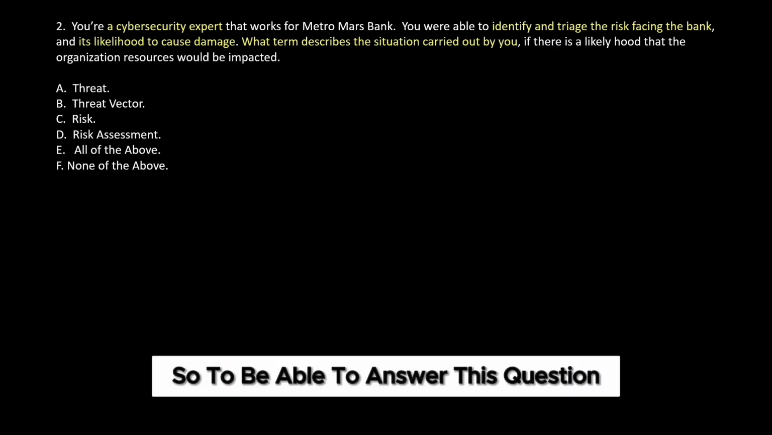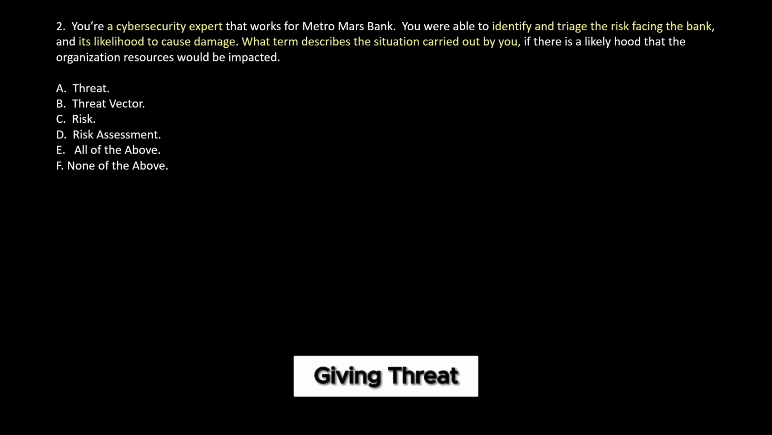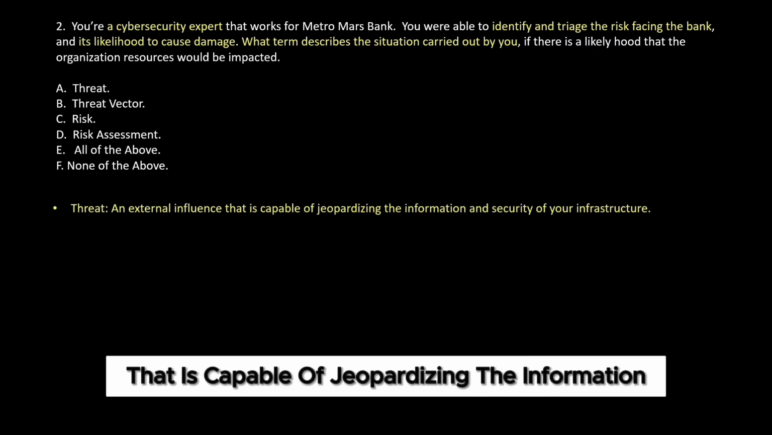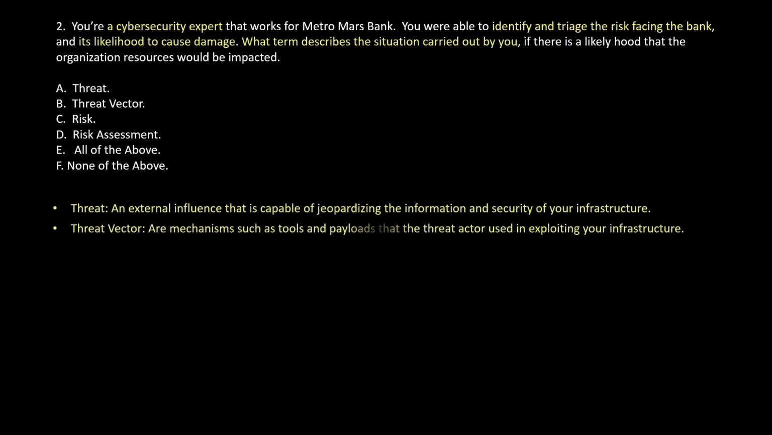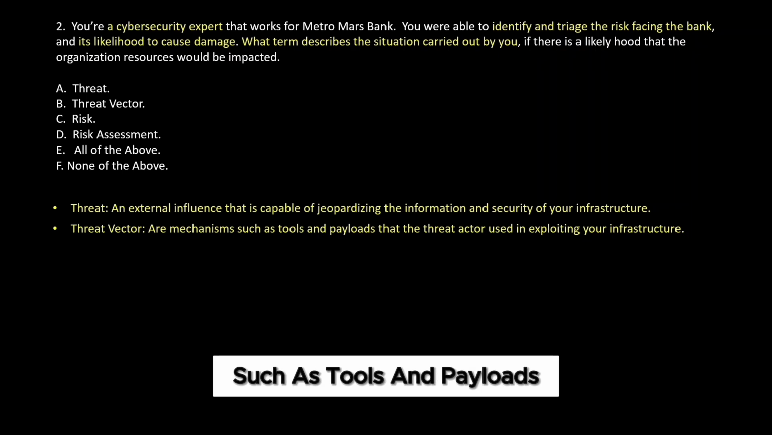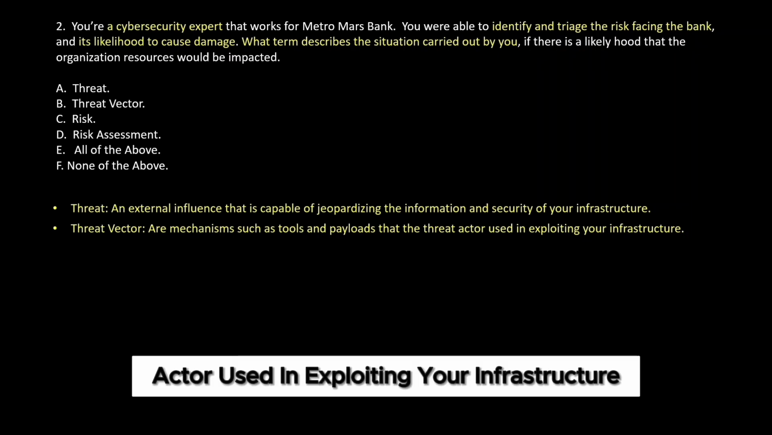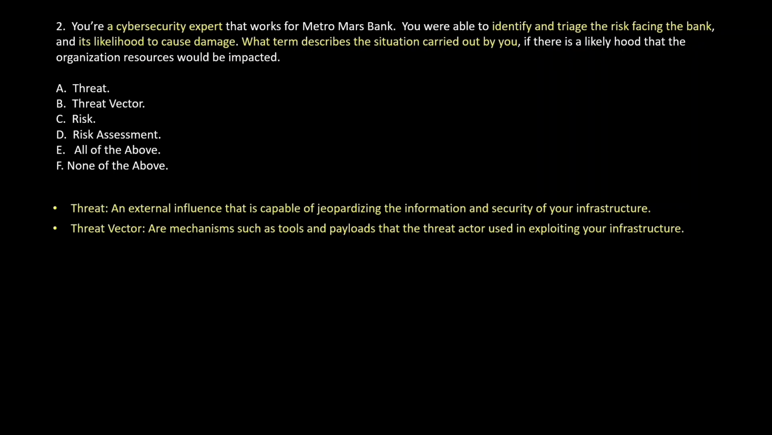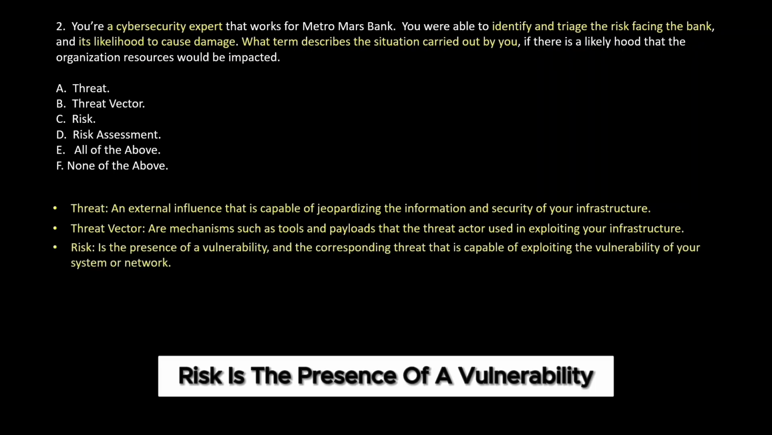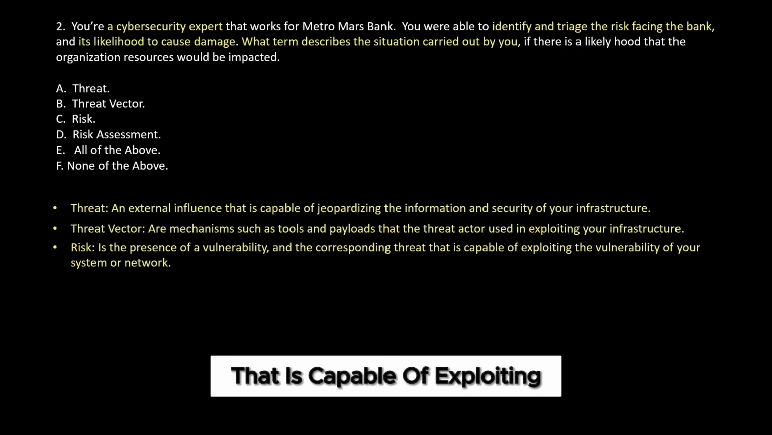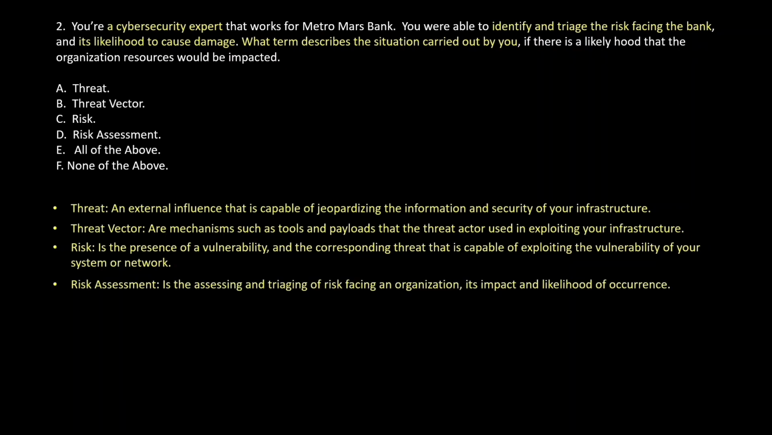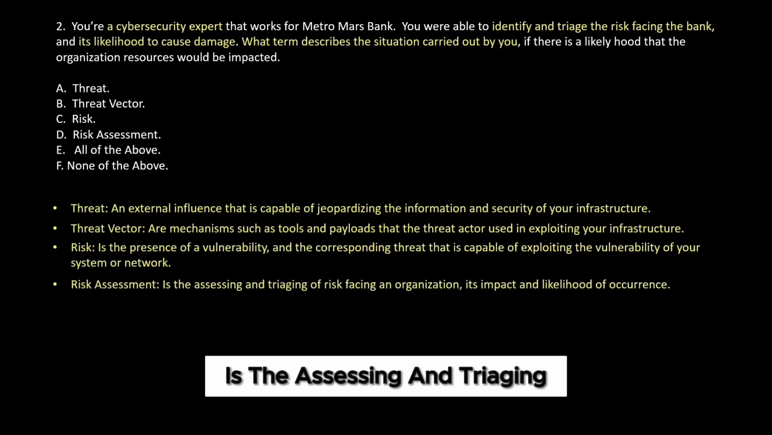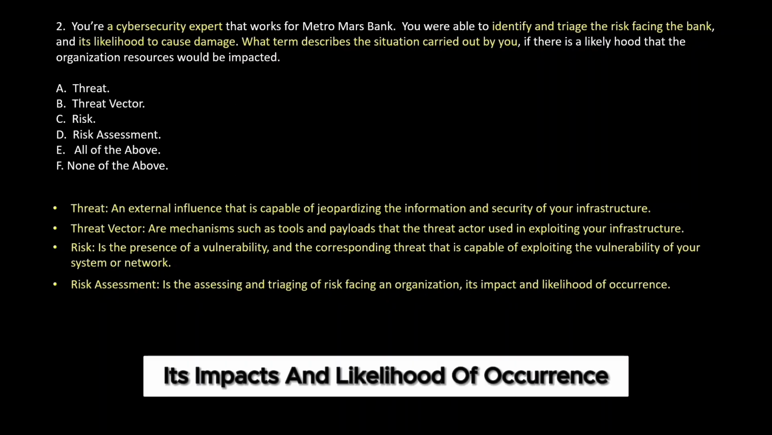So to be able to answer this question, let's move again to define the various options given. Threat is an external influence that is capable of jeopardizing the information and security of your infrastructure. Threat vector are mechanisms such as tools and payloads that the threat actor used in exploiting your infrastructure. Risk is the presence of a vulnerability and the corresponding threat that is capable of exploiting the vulnerability of your system or network.